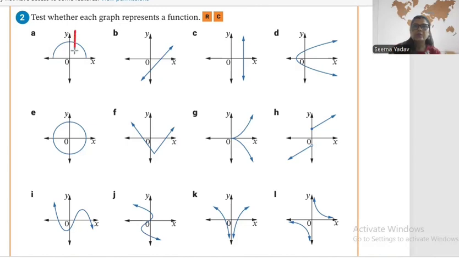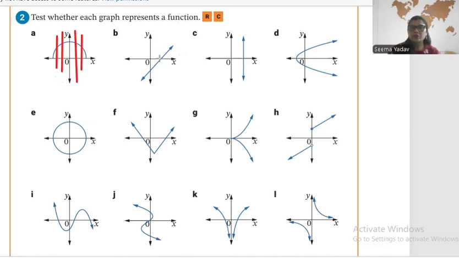If I draw this vertical line on this graph, you can see it cuts the graph at once. In the same way, any vertical line will cut this graph at once. If a vertical line cuts the graph at once, it means the given graph represents a function. So this graph represents a function.